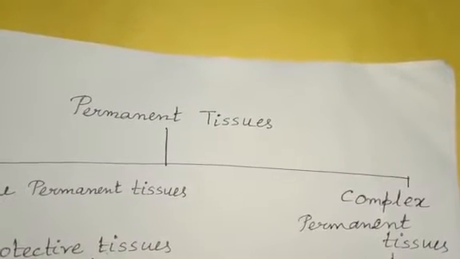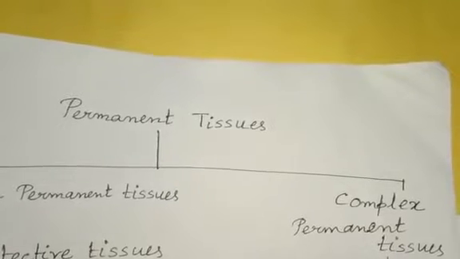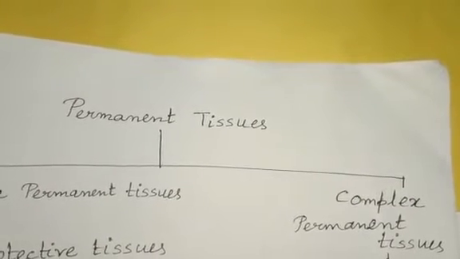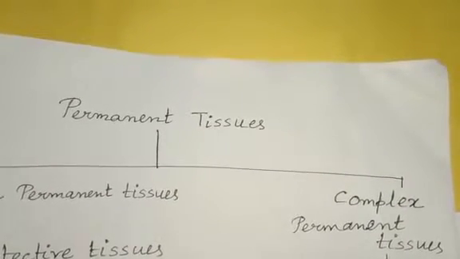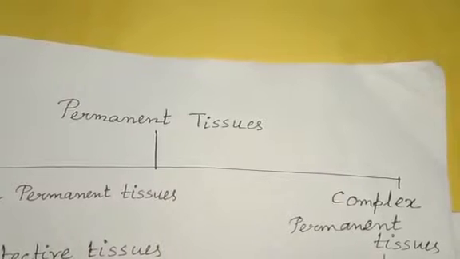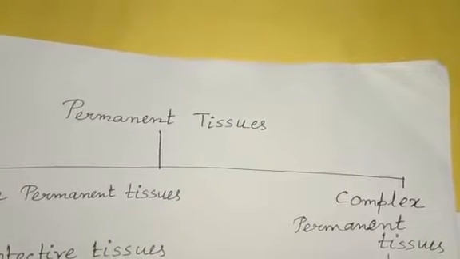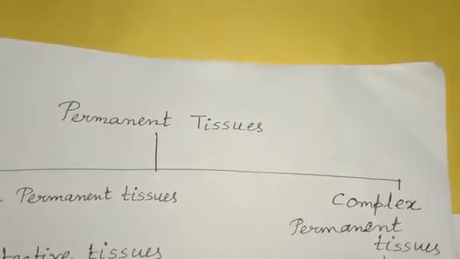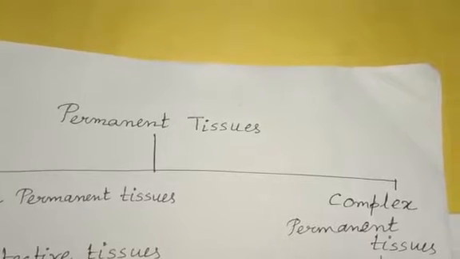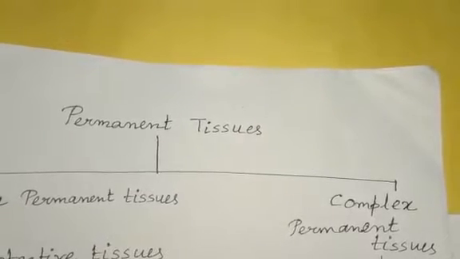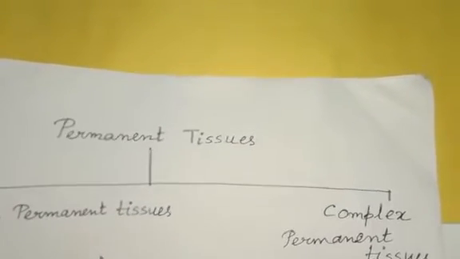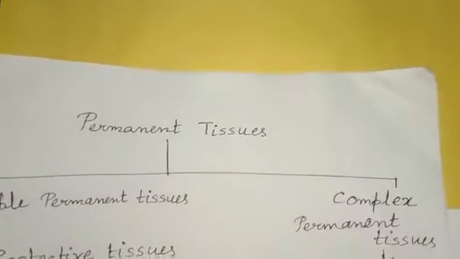Permanent tissue is derived from the division of meristematic cells. The cells of permanent tissue are mature and differentiated, so they do not divide. Except meristems, we can find it in all parts of the plant. Now coming to the types of permanent tissue.